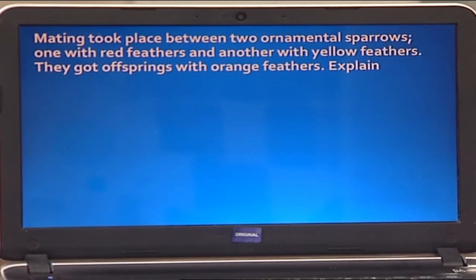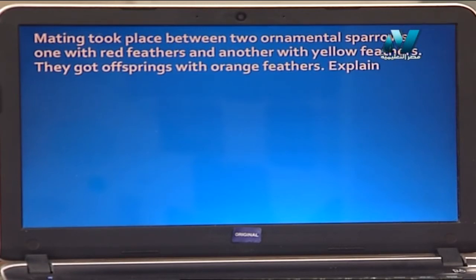Mating took place between two ornamental sparrows, one with red feathers and the other with yellow feathers. So the parents are red and yellow. They got offspring with orange feathers. Explain this on genetic basis.